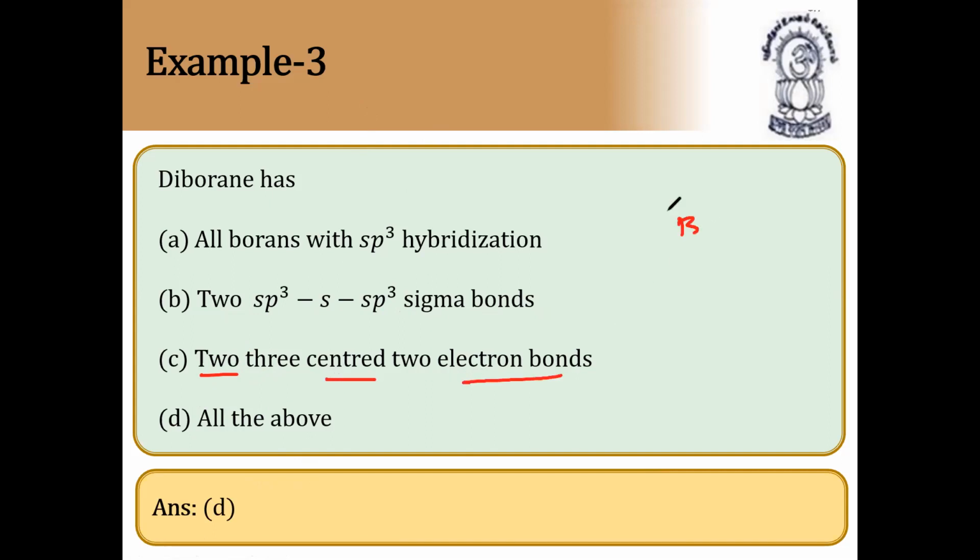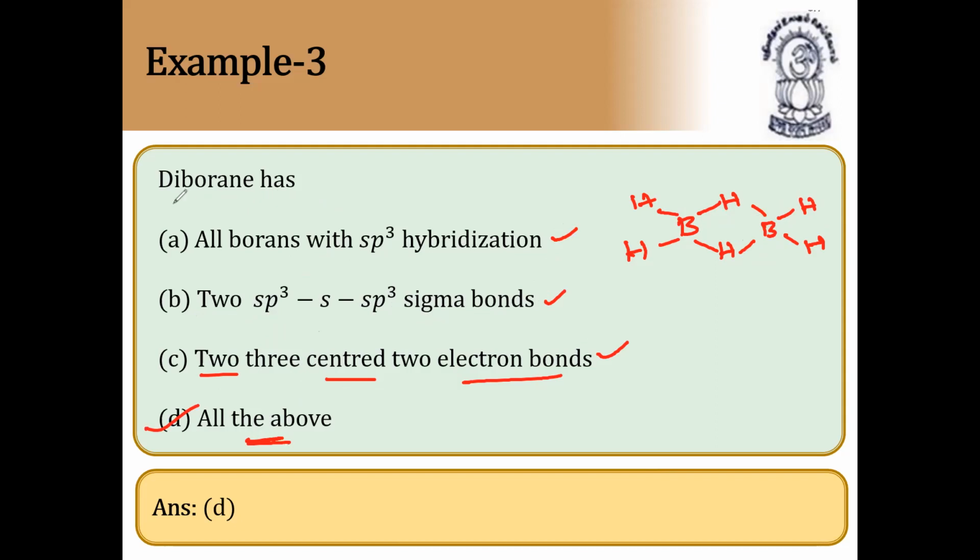Why? Because one is B-H-B. These are terminal hydrogens. This is called bridging hydrogen. Another is again B-H-B. So it is nothing but two three-centered, 2 electron bonds. It is sp3 hybridization. Each boron undergoes sp3 hybridization. sp3-sp3 sigma bonds. All borons with sp3 hybridization. So all are correct. So the answer is all the above.